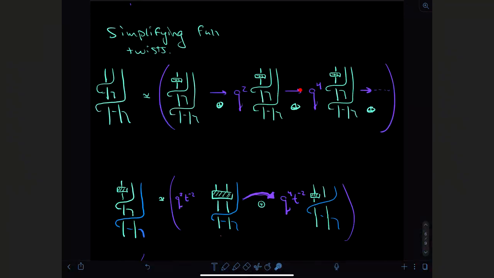Anyway, if you have the full twist on 3 strands, it splits as a direct sum of infinitely many copies of this one complex. So we focus on this guy.